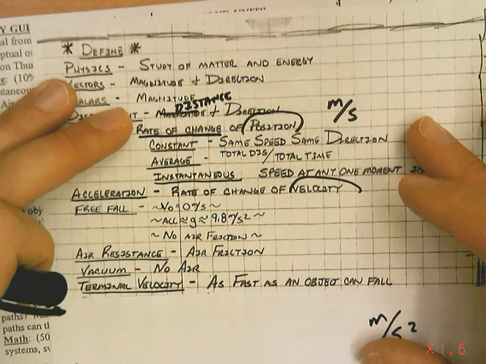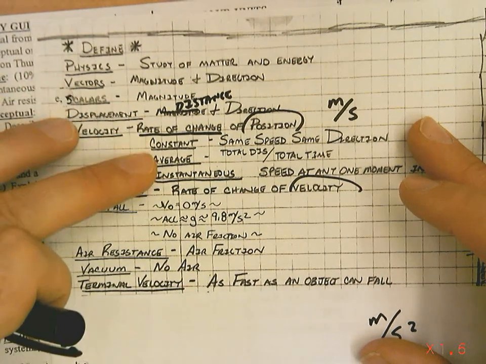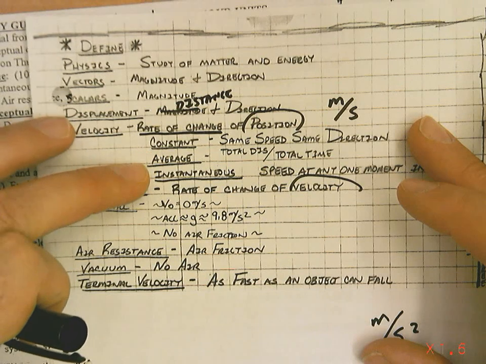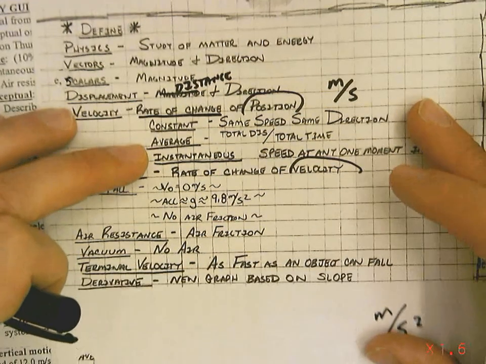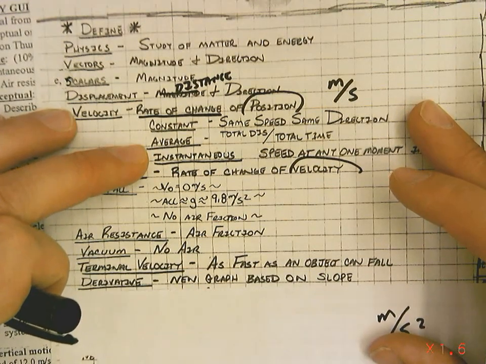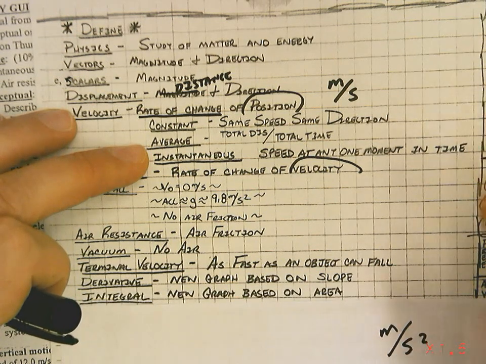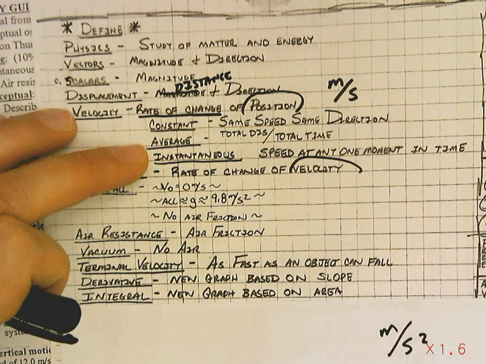Terminal velocity, as fast as an object can fall. Different objects have different terminal velocities. If you're a light object with a lot of surface area, you're going to have a pretty low terminal velocity. Derivative, new graph based on slope, and integral is a new graph based on area. So there we go.